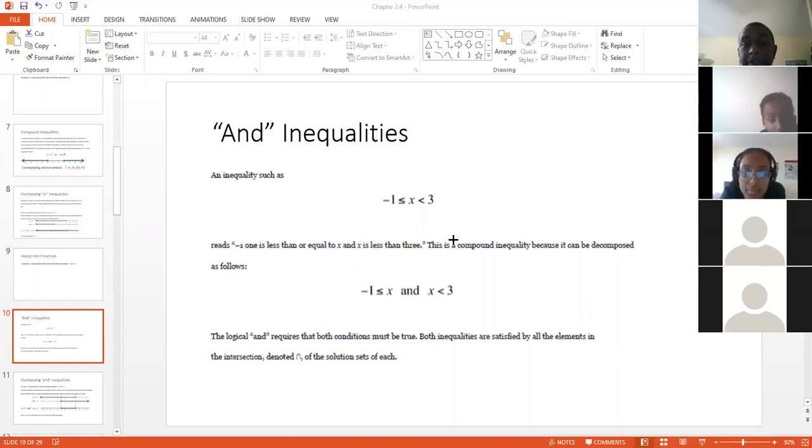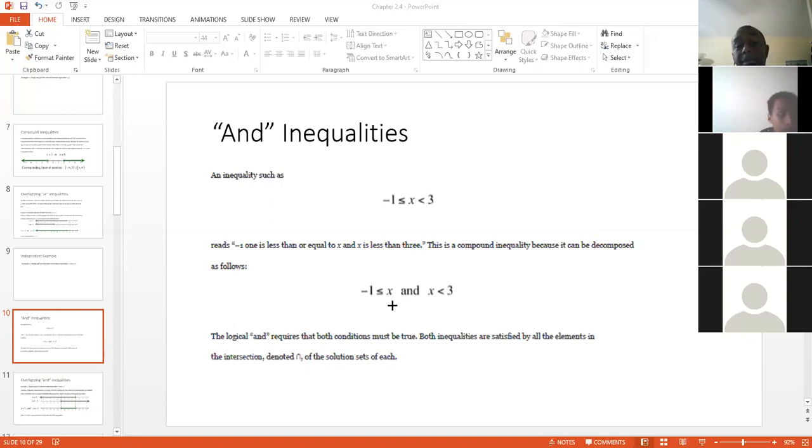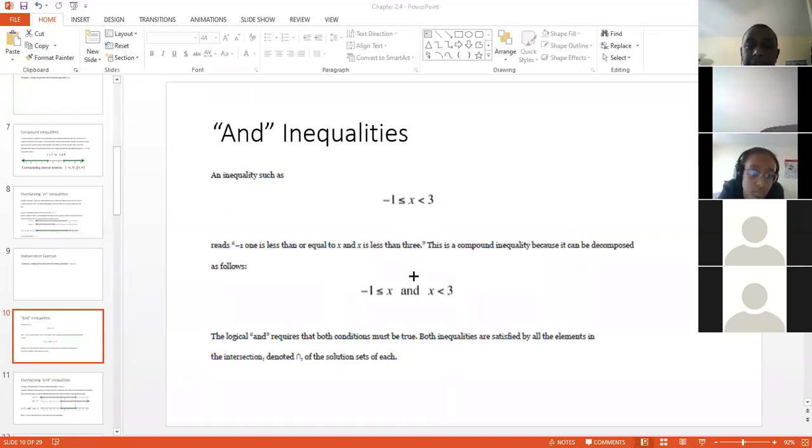Okay, so now we have and inequalities. An and inequality is a compound inequality. So here we have an example: -1 is less than or equal to x, and x is less than 3. We can decompose this inequality into -1 is less than or equal to x, and x is less than 3. So we can decompose these three numbers into an and compound inequality.